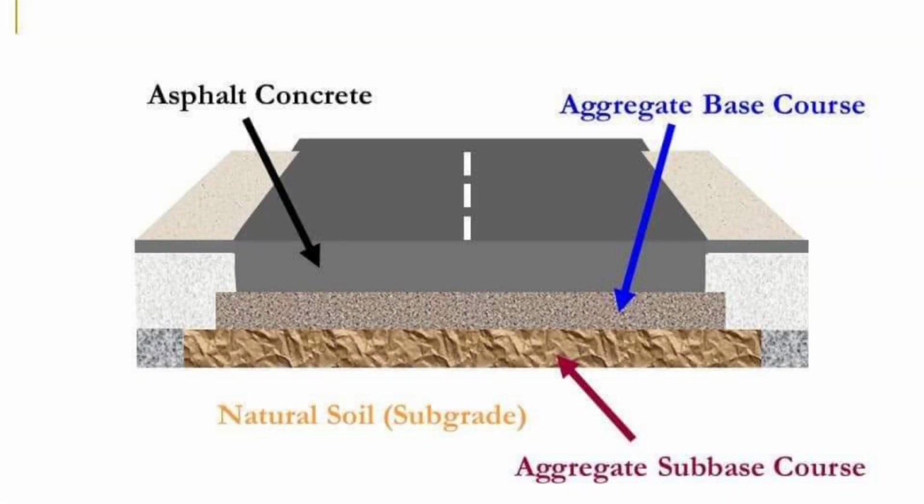So these are the common layers provided: asphalt layer, aggregate base, and sub base. If traffic load is more or soil bearing capacity is less, then sometimes an asphaltic base layer is also provided.